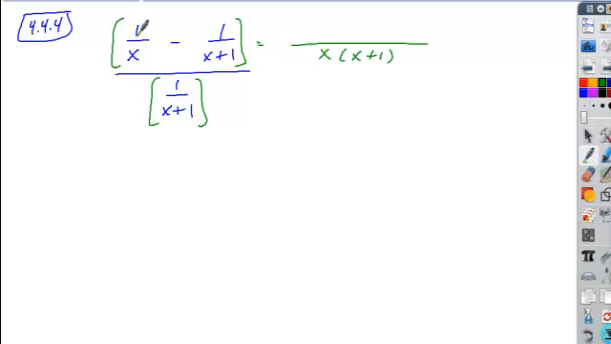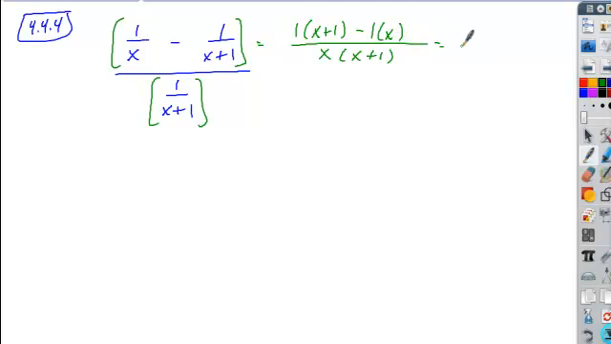So what I'm going to do now, just like what we did in section 4.3, is take the numerator of my first fraction and multiply it by any LCD factor that's missing from its denominator. So it has the x, it's missing the x plus 1. So I'm going to take 1 times x plus 1. And then I'm going to move to my next fraction's numerator, so minus 1 times the LCD factor that's missing from its denominator. So it has the x plus 1, this time it's missing the x.